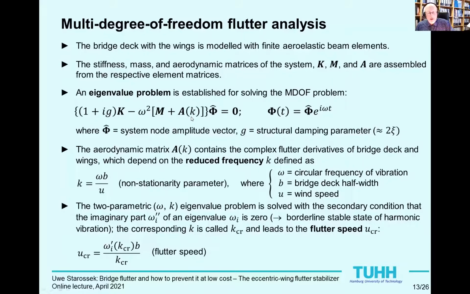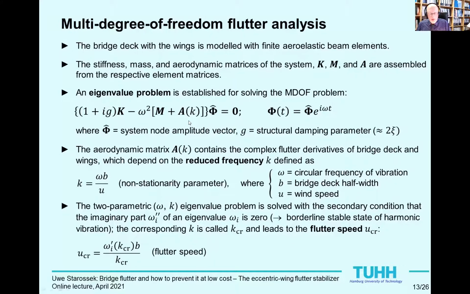In addition, structural damping is now also taken into account. An elegant way of doing this is to use a damping parameter G, which represents damping as being proportional to the elastic restoring forces, but in counterphase to velocity. The latter is achieved by multiplying G by the imaginary unit i. The aerodynamic damping produced by the wings is included in the aerodynamic matrix A, together with the motion-induced aerodynamic forces on the bridge deck.